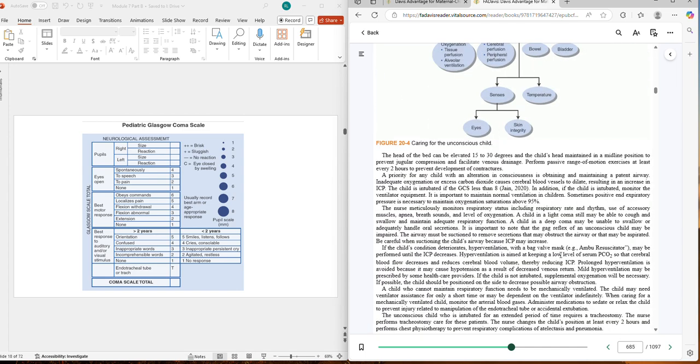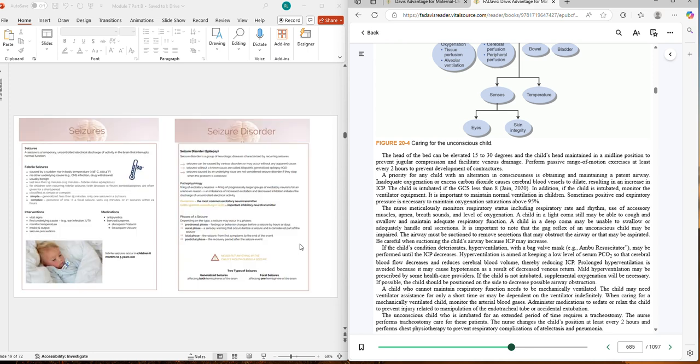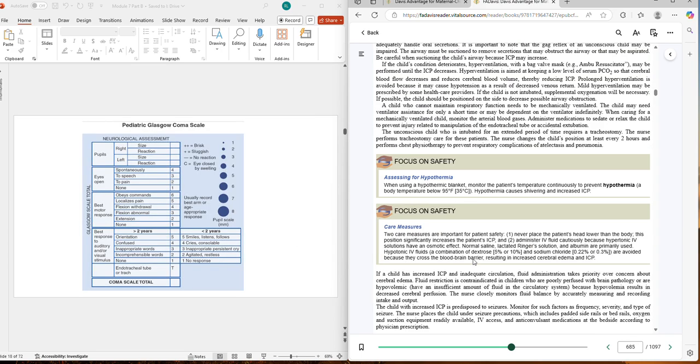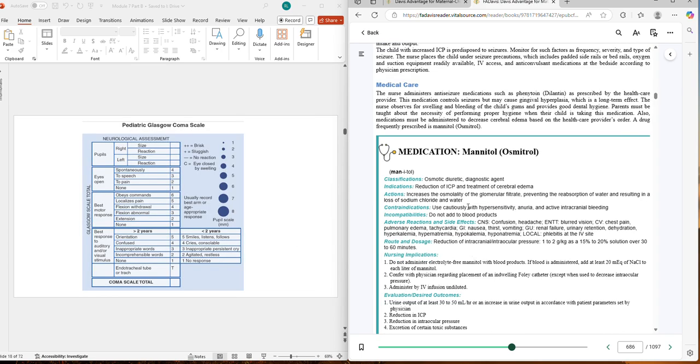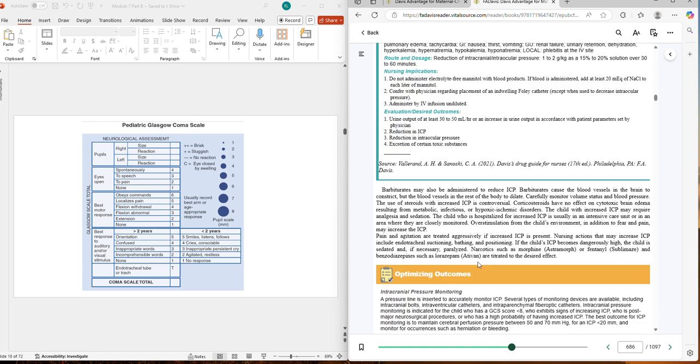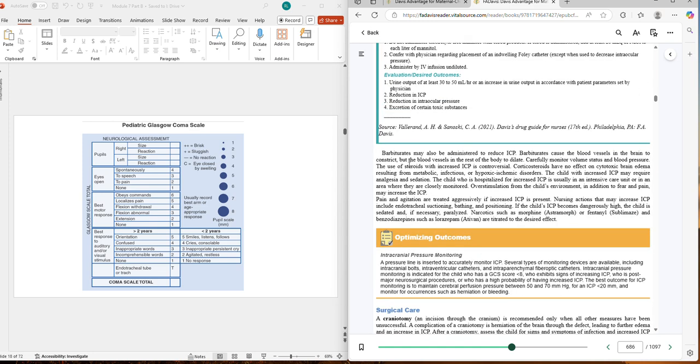Page 686, it's just got a medication box talking about mannitol. Read through that. It's right here. And then underneath that it starts talking about barbiturates. So another wink and lollipop. So they may also be administered to reduce the ICP, okay?